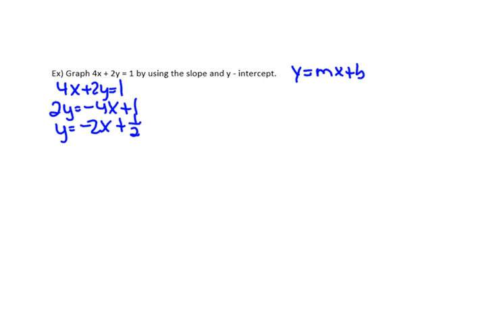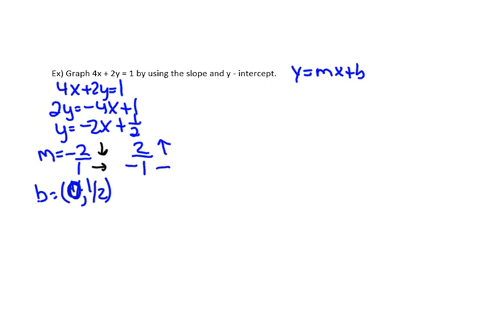So again, now that this is in slope-intercept form, it's easy to identify the slope. Now remember, that's going to be negative 2 over 1. I'm going to need two different directions of the slope. The y-intercept is (0, 1/2). Now, if it's negative 2 over 1, well, I can go down 2 and to the right 1, or if I rewrote it as 2 over negative 1, that means I could go up and to the left. So I will use both directions to graph this line to show you that both of those definitions of the slope will get me to the same line. So let's graph.